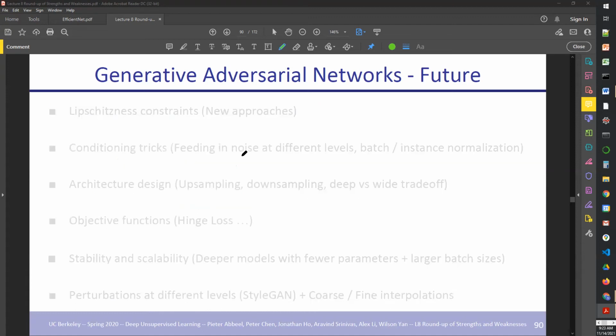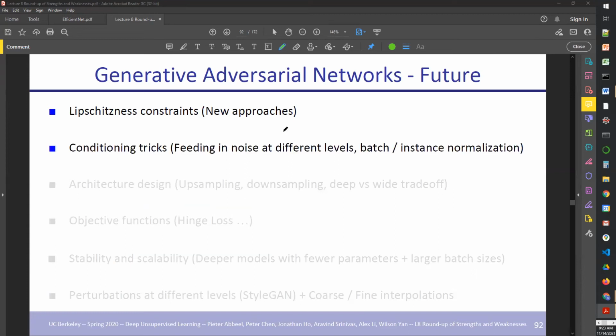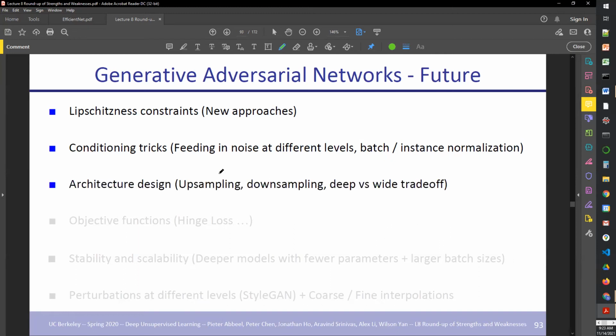Other engineering work, if you will: we've touched on the Lipschitzness constraints, but is that the only thing, or can other new mathematical approaches be found? Feeding in noise at the different levels, we continue to see batch, and then this whole instance normalization that they introduced in one of the papers. I forget which one, but instance norm, and then subsequent improvements got rid of the need for that. Architecture design, upsampling, downsampling the images, and then the different trade-offs. Are there better losses? If you recall, we also began to use hinge loss in one of the variants.